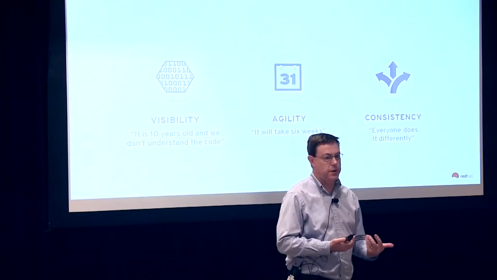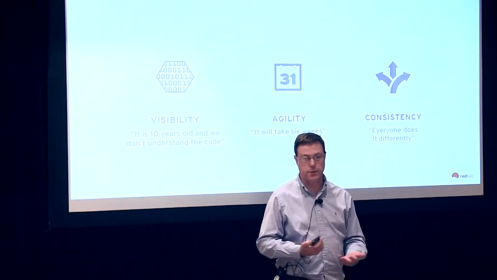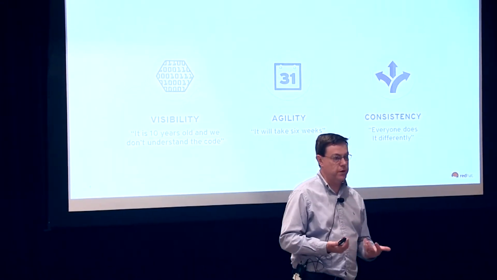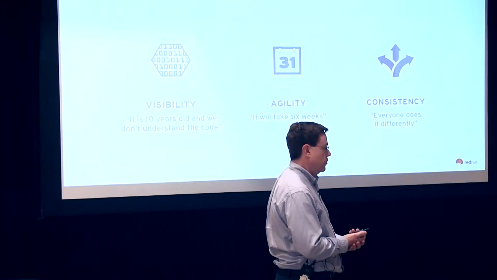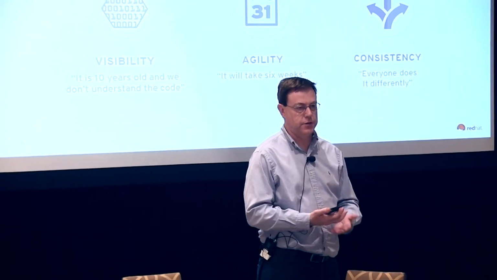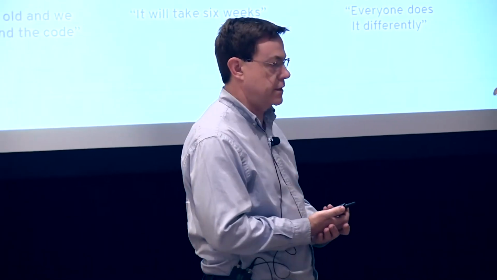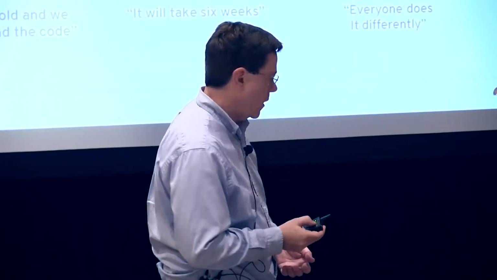Visibility, we need to be able to see what the rules are. The business needs to be able to see what the rules are. Agility, we need to be able to change them at any time, often within minutes, in order to take account of a new regulation or because our markets have changed, our customer needs have changed. And consistency, we need to be able to execute consistently on those rules every single time.